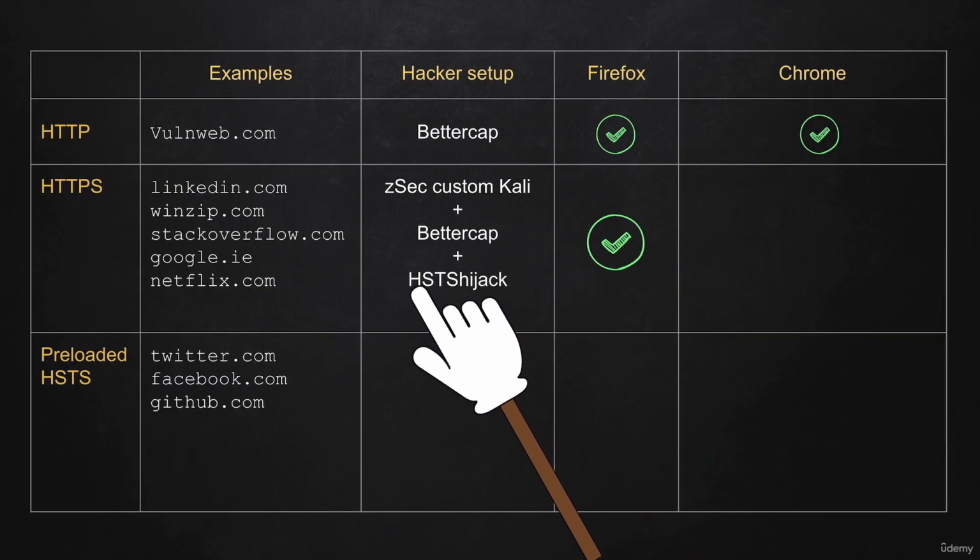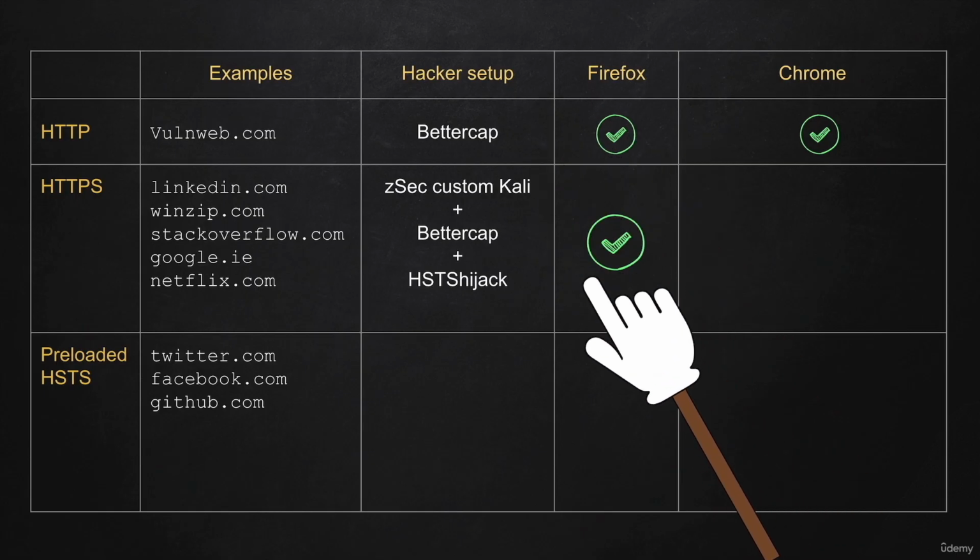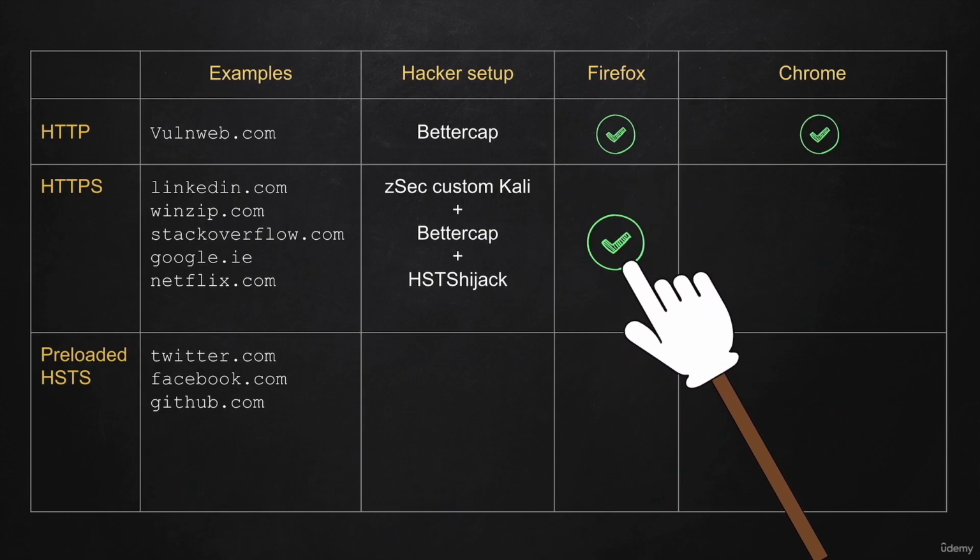So for this to work, we used a custom modified Kali that comes with the latest version of BetterCap and a modified HSTS hijack caplet. This is the caplet that downgrades HTTPS to HTTP. And this works perfectly with the latest version of Firefox. So let me show you a quick example.